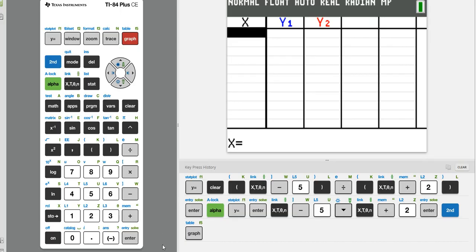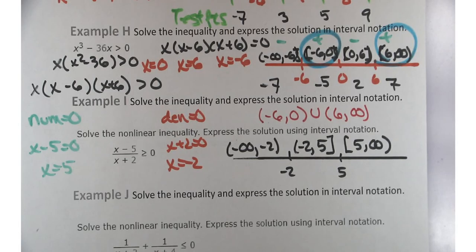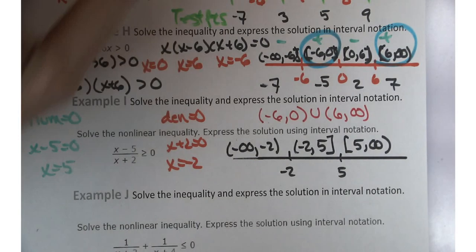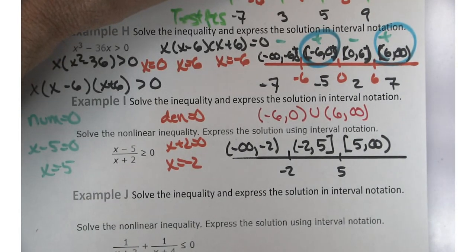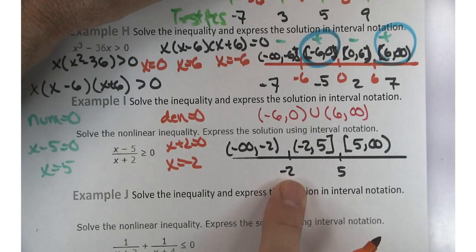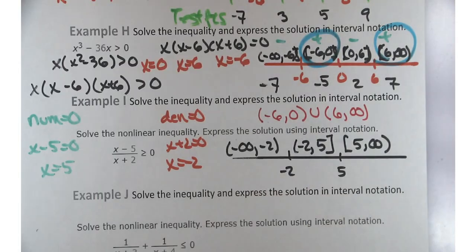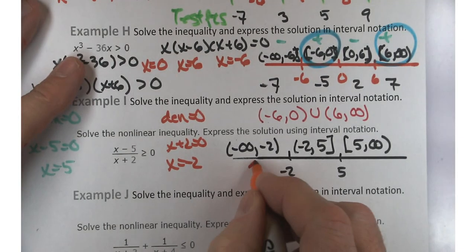So I need some test points here. Let's see. Sarah, go ahead. I can give you a test point, but I have a question. Okay. Since x plus 2, like on the denominator, can't equal 0, for this nonlinear inequality, does that mean that at negative 2 there's going to be a vertical asymptote? Yes. So if you looked at the graph, you'd see a vertical asymptote there. Okay. And then a test point for negative infinity to negative 2 would be negative 3.